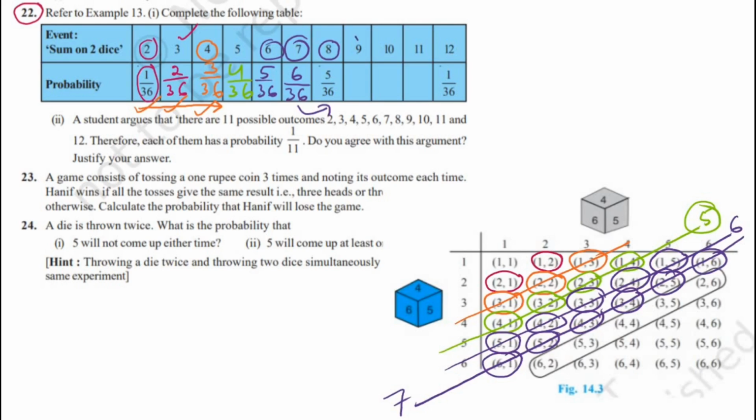Now let's see for 9. For 9 already encircled 1, 6 2, 5 3. Okay, 6 2 is 8, 5 plus 3 is 8, 6 plus 2 is also 8. Okay, this line: 6 plus 3, 5 plus 4, 4 plus 5, 3 plus 6. So these are 4 in number whose sum is 9. So this is 4 out of 36.